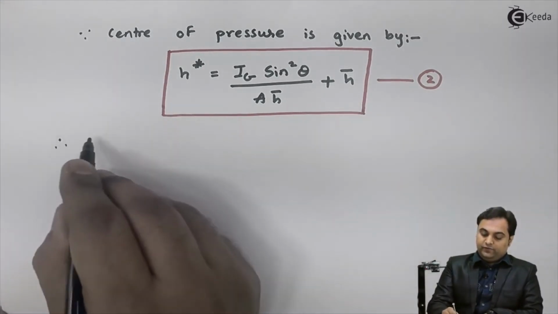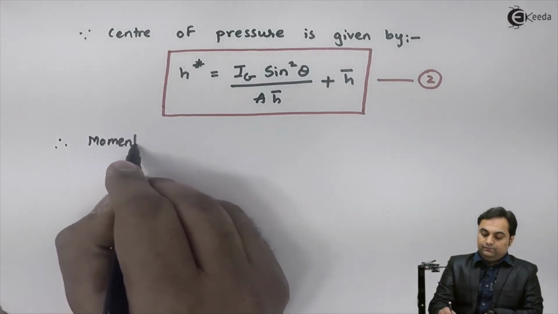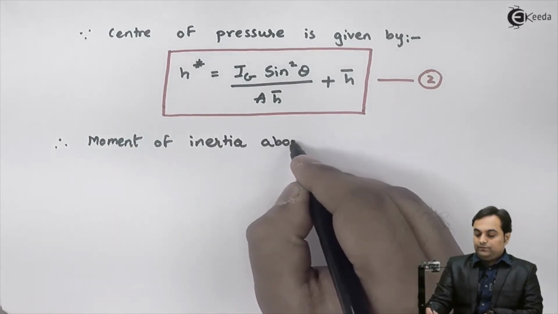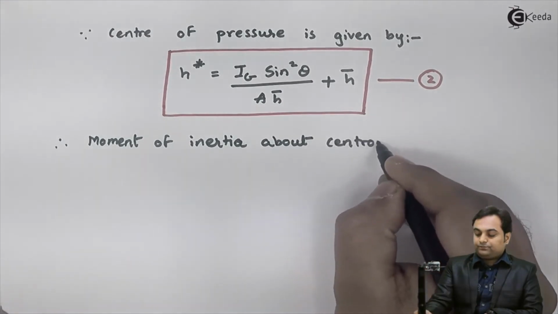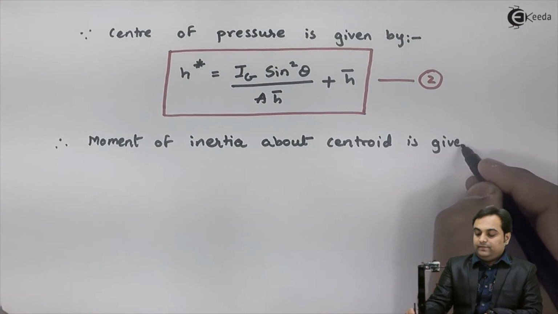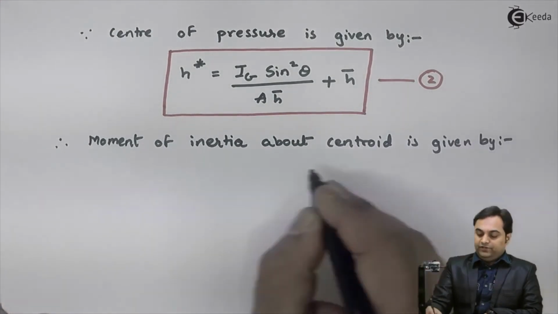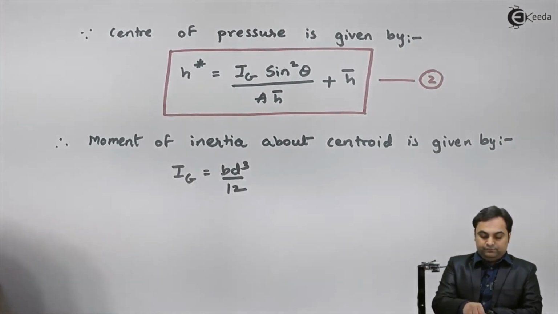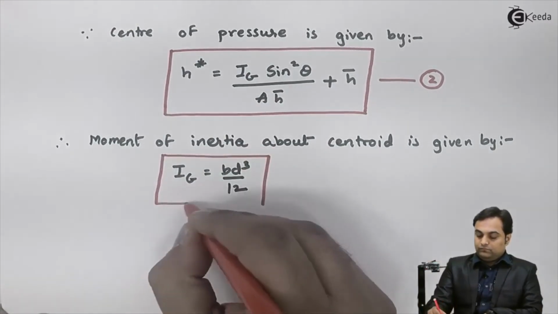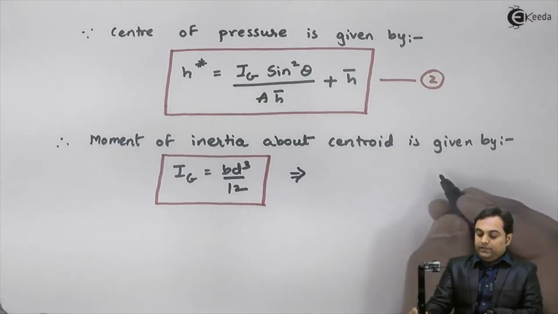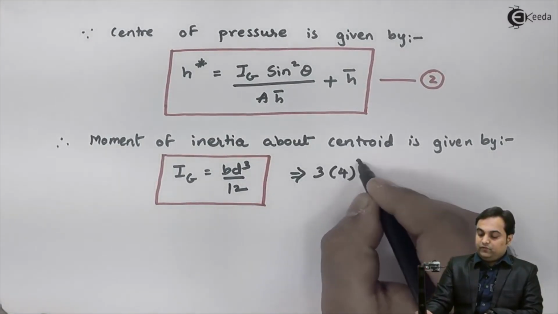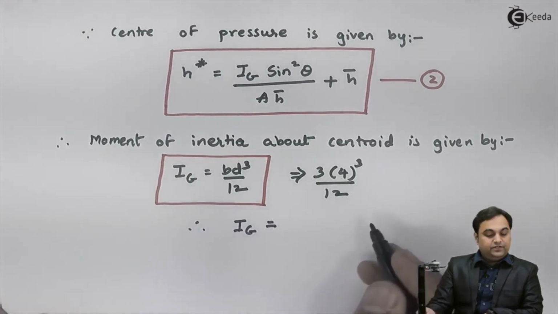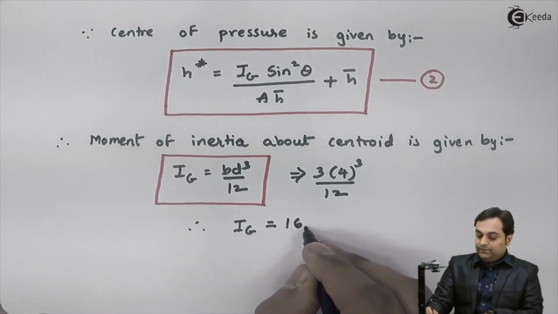So here, the moment of inertia about the centroid is given by the formula for the moment of inertia of a rectangular plane surface. It is BD cube by 12. So I'll put the values here. B is 3, D is 4. So BD cube by 12, and my answer for I suffix G is 16 meter to the power 4.